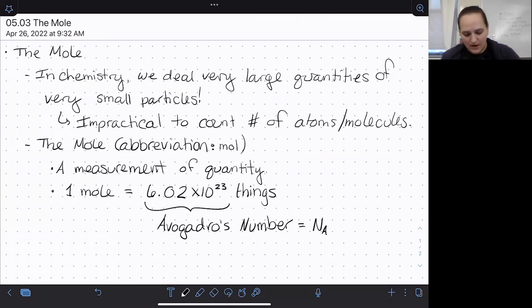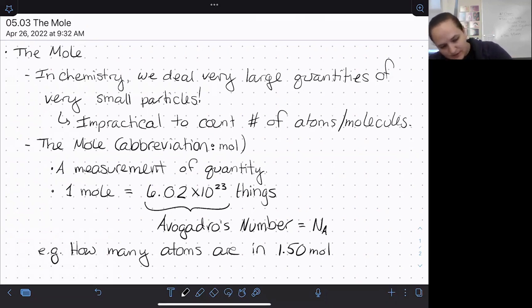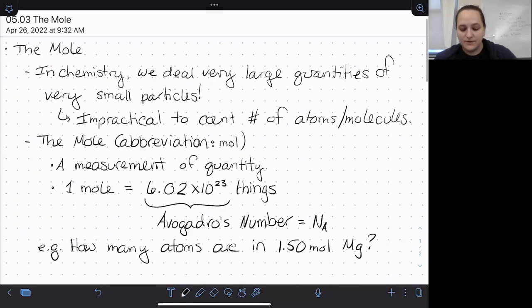So Avogadro's number, commonly symbolized capital N with a subscript capital A, is 6.02 times 10 to the 23rd. So we can use this as a conversion factor between moles and number of things. So if, for instance, we wanted to calculate how many atoms are in 1.5 moles of magnesium, we can do that using Avogadro's number.